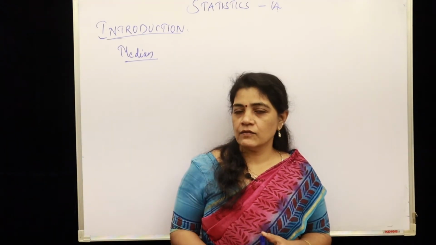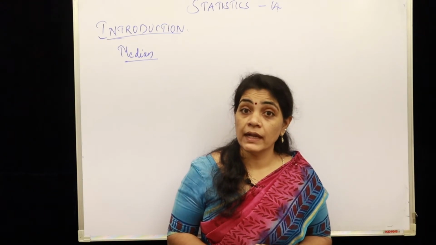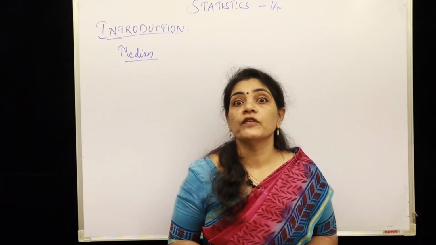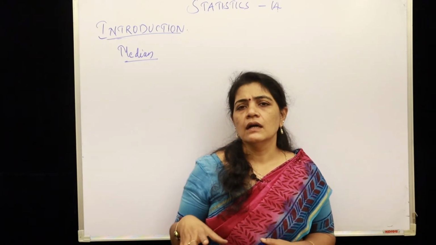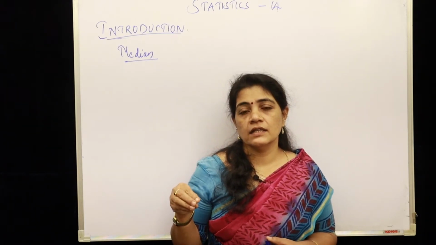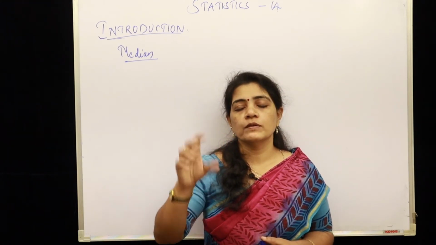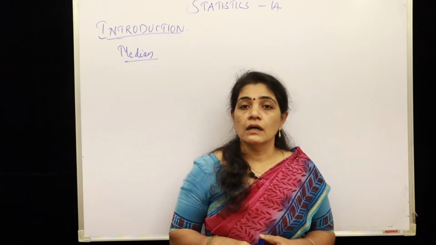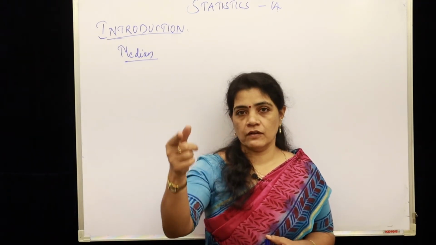Okay, median is another measure of central tendency, and you have learned how to find the median for ungrouped frequency distribution in 9th standard. Very simply, you can arrange the observations in either ascending order or descending order, and depending on the number of observations, if the number is odd, you can easily find it by the (n plus 1) by 2th observation.